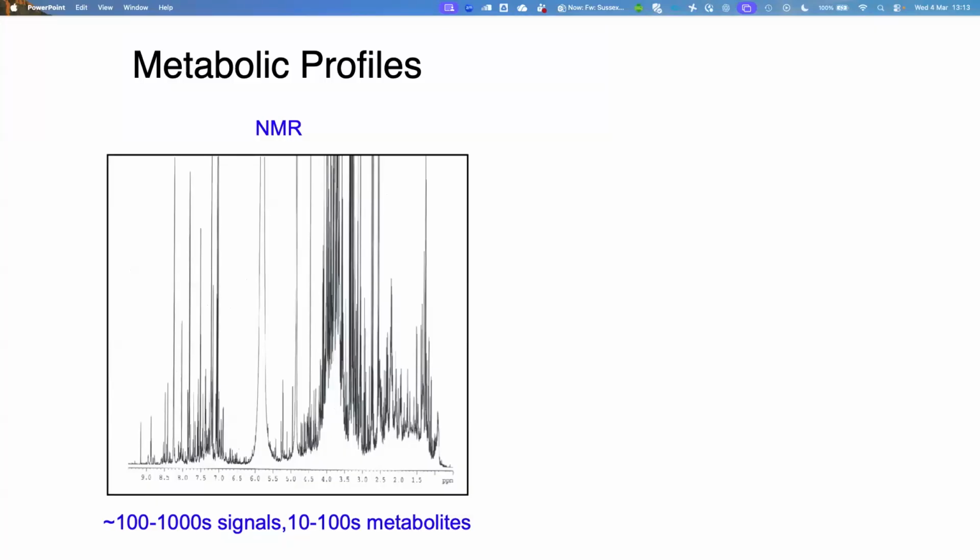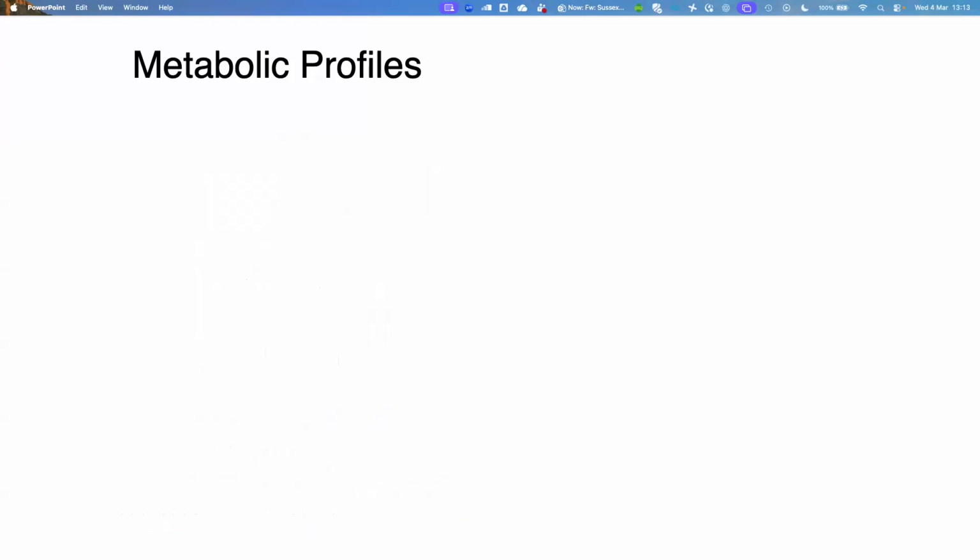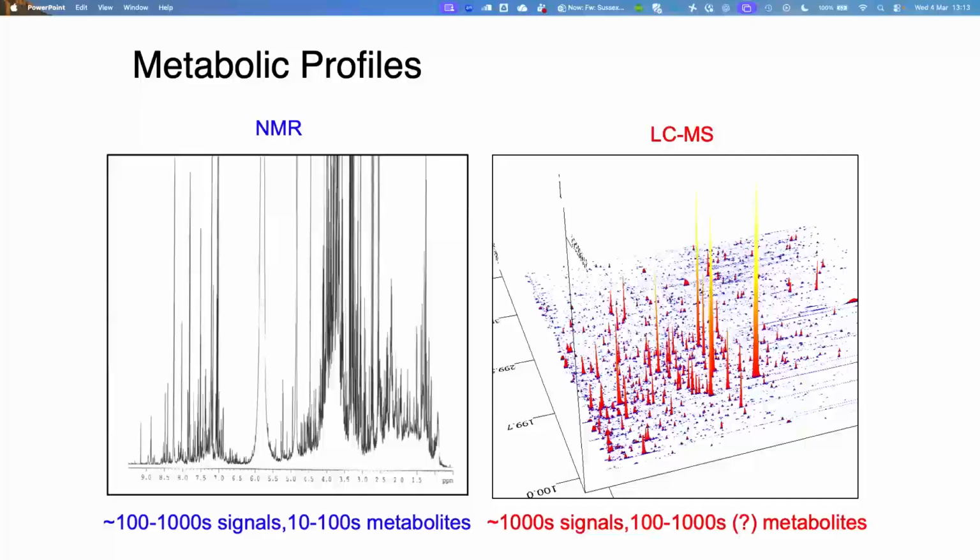here is that there are many, many different metabolites present, perhaps hundreds to potentially low thousands worth of signals, giving us information on tens to hundreds of metabolites. And if we look at the other kind of data, the mass spectrometry data, you can see again, it's very complex data with many different peaks, again telling us which metabolites are there. Mass spectrometry is a bit more sensitive, so we can get information on more metabolites. But we use both of these techniques.